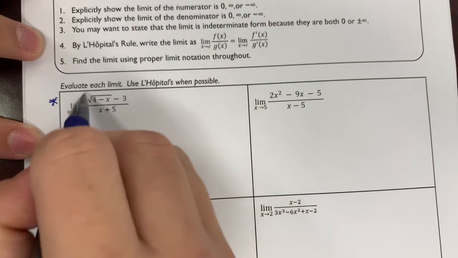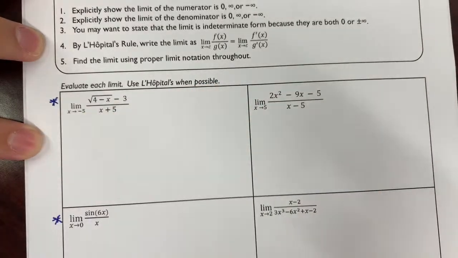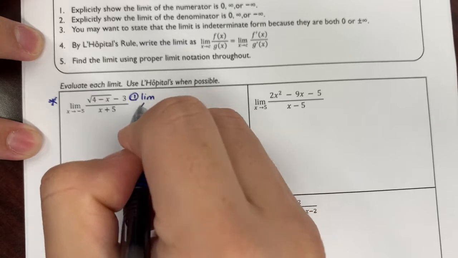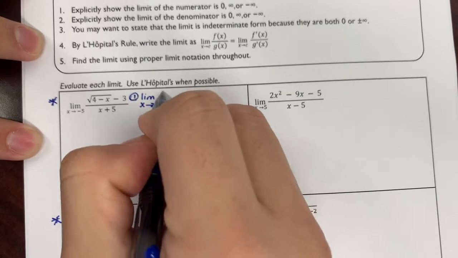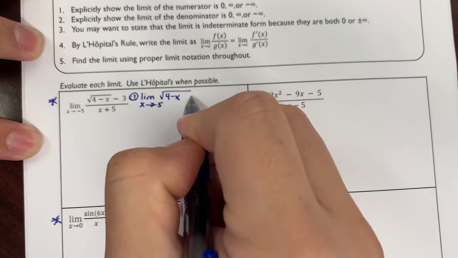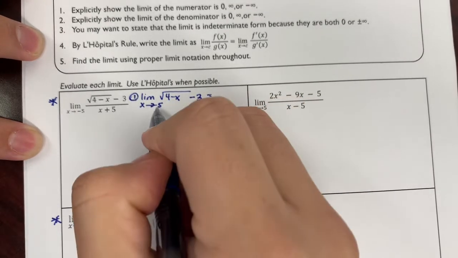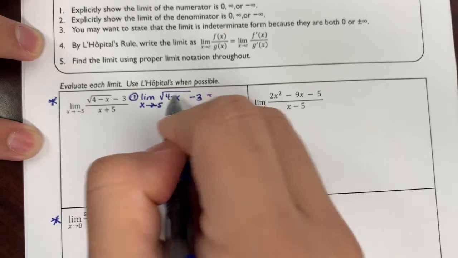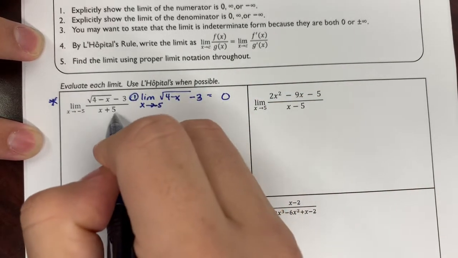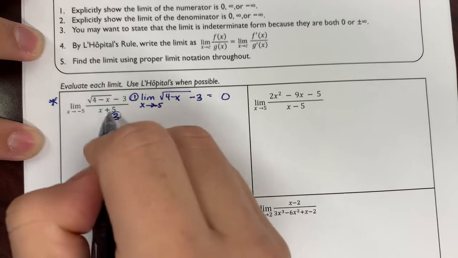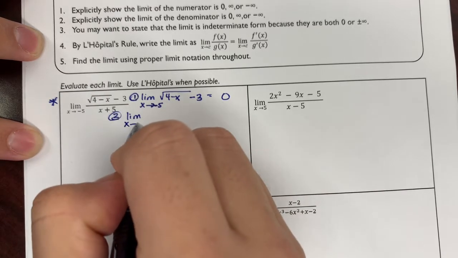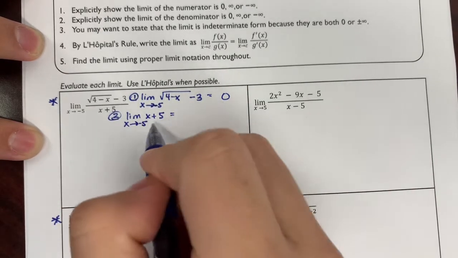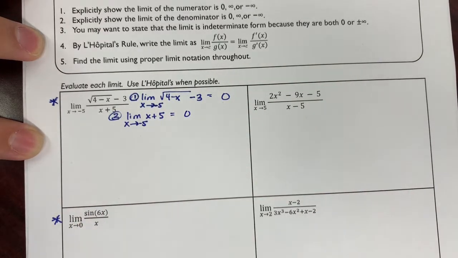So the first one, you have to prove that the top limit is equal to either 0 or infinity. So I'll go ahead and do that. You have the limit as x approaches -5 of the square root of 4 minus x, and then all of that minus 3. If I plug in -5 into this, that'll be 4 plus 5, square root of 9 is 3, 3 minus 3 is 0. Next, I'm going to do the limit as x approaches -5 of the denominator. If I plug in -5 into this, -5 plus 5 is in fact 0.